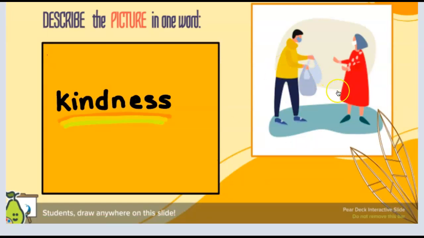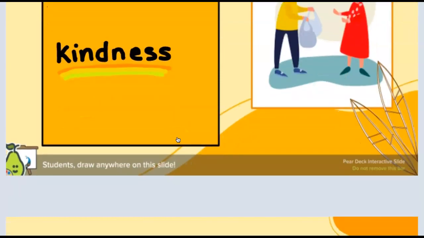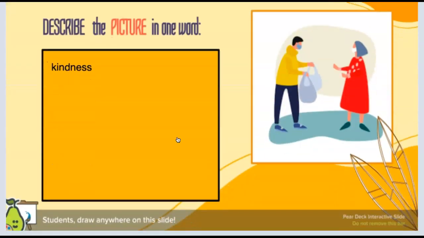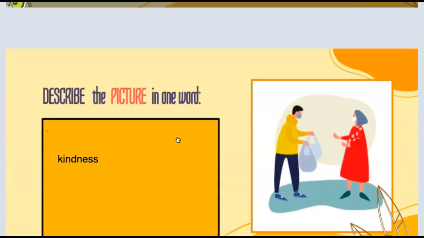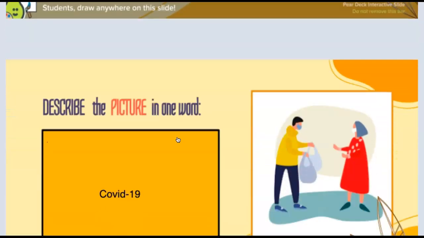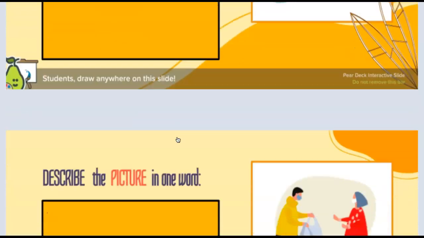Actually, this picture is taken from one of the articles written in COVID-19. In this picture, the frontliners give food to the people, right? So you're right, it's the kindness. The theme is kindness. To sum it up, you guys wrote kindness all the while. COVID-19, that's true.